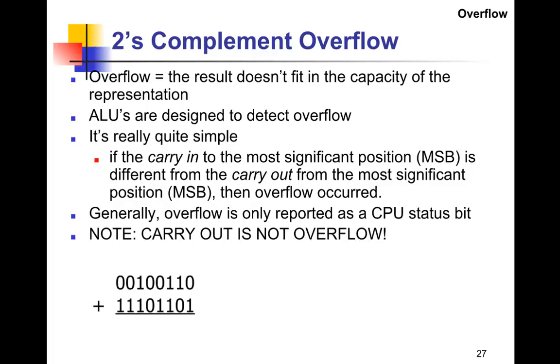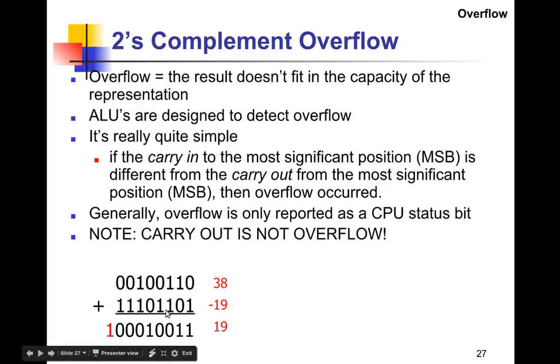Let's look at an example. So here we have these two binary numbers, which are really, if you notice, this top one is 38, and this bottom one is minus 19. And if I add those two, I should get 19. And sure enough, notice that this number right here is 1 plus 2 plus, let's see, that would be the 4s, the 8s, and the 16s. So 1 plus 2 plus 16, which is 19.